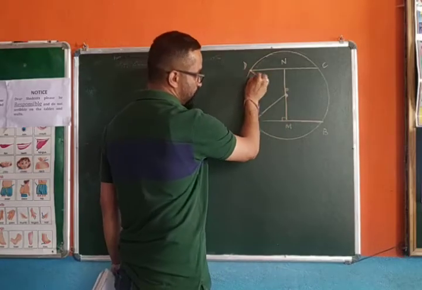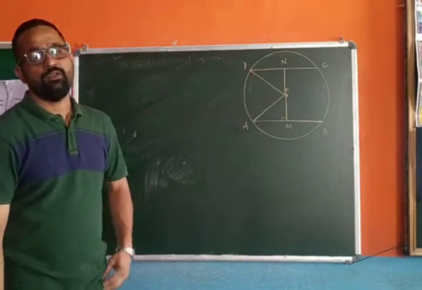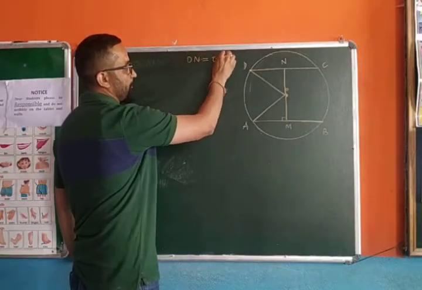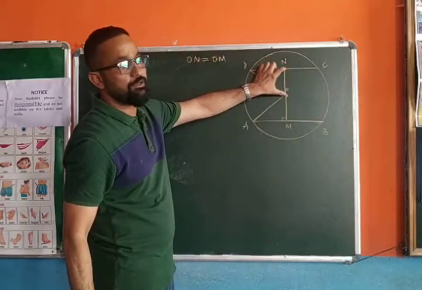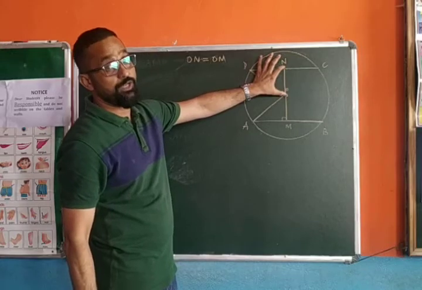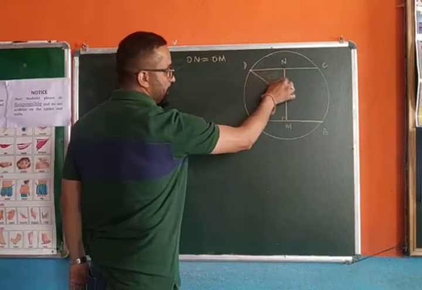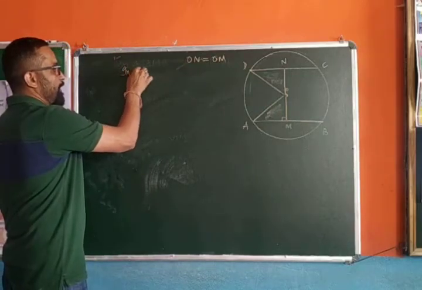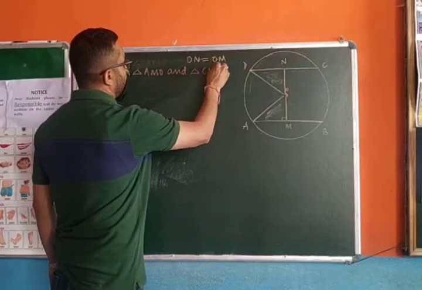Join AO and join OD. You need to prove OM is equal to ON. Equal chords are equidistant from the center. Distance between the center and the first chord is equal to the distance between the second chord and the center. So in order to prove it, we take these two triangles and prove they are congruent: triangle AMO and triangle CNO.